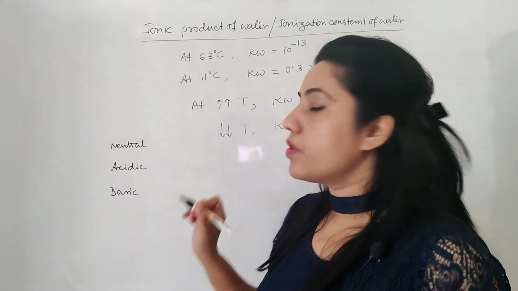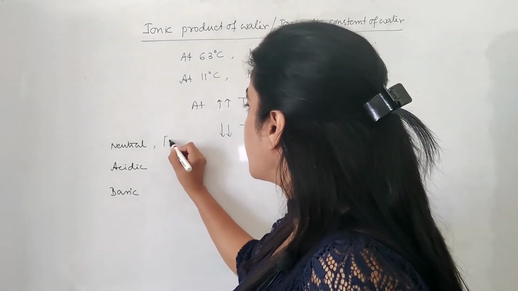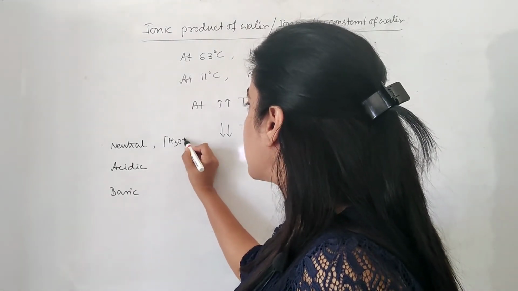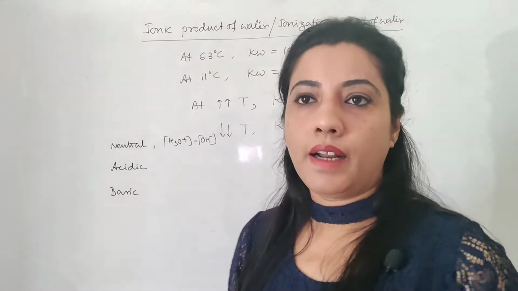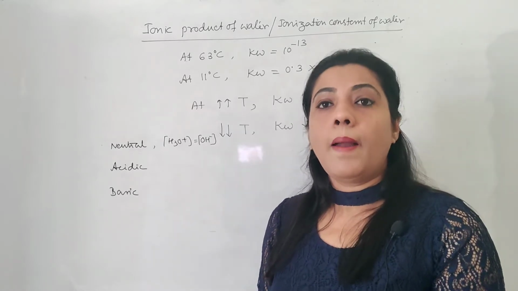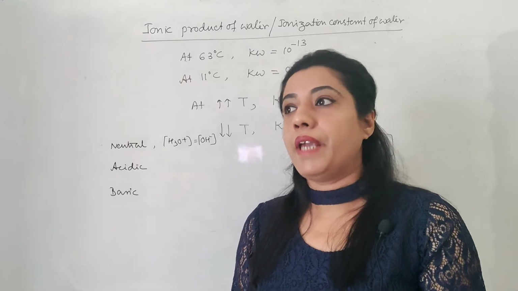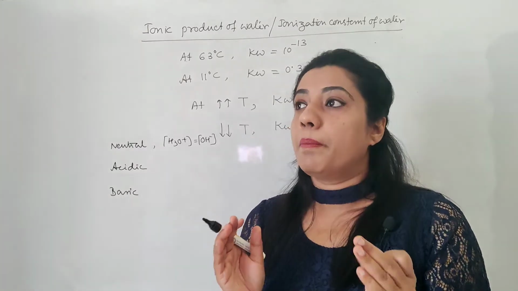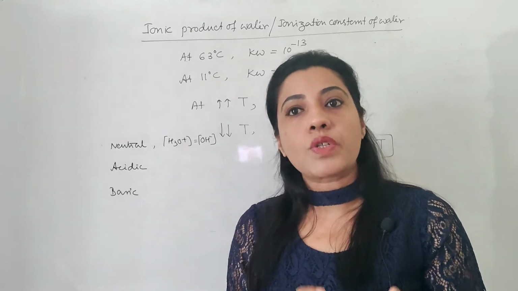Actually, any solution which is neutral, what happens there? The concentration of H3O plus and the concentration of OH minus is equal over there. That is the reason the solution becomes neutral. Saying pH is 7 is not a proper statement, because the pH for a neutral solution can vary. It is not always 7. It depends on the temperature.